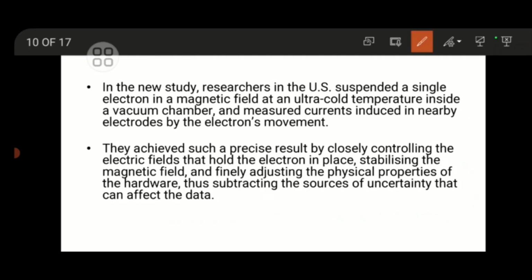In a new study, researchers in the US suspended a single electron in a magnetic field at an ultra cold temperature inside a vacuum chamber. They measured currents induced in the nearby electrodes. They achieved a precise result by closely controlling the electric fields, by stabilizing the magnetic field and adjusting the physical properties of the hardware.